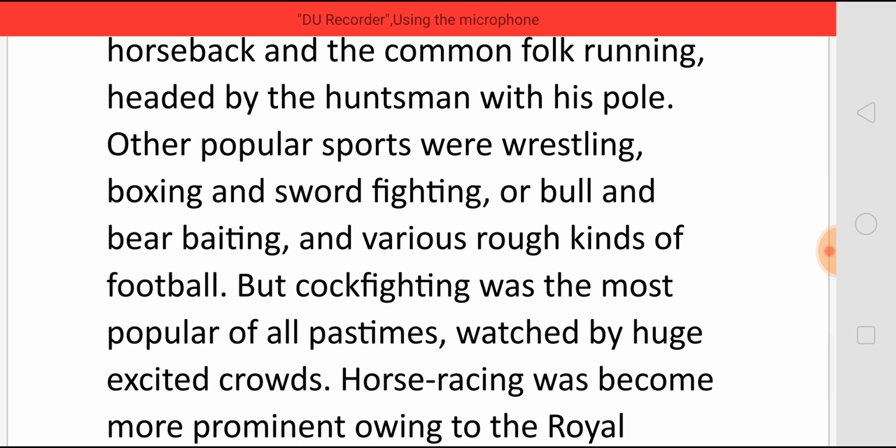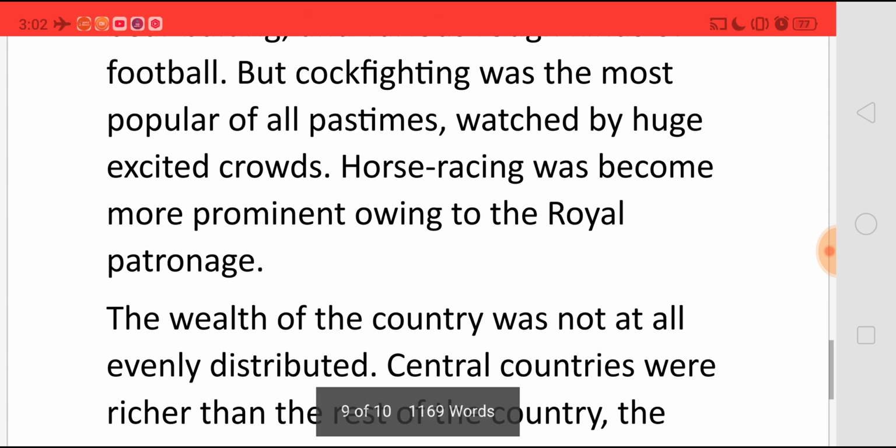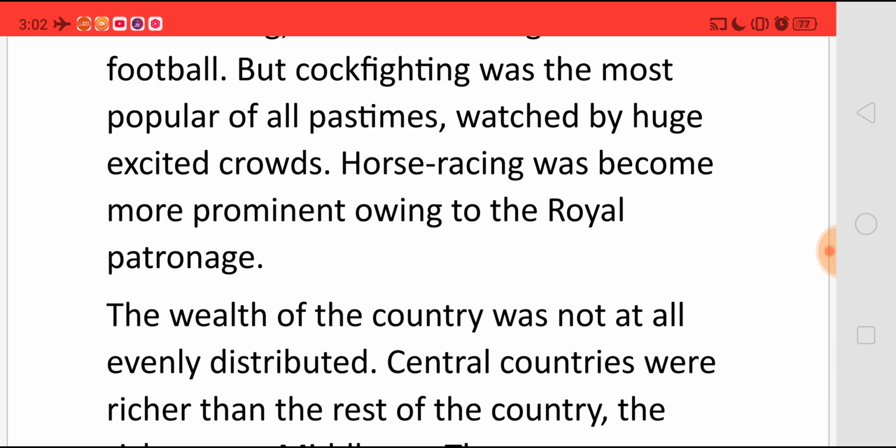The other sports which were very popular at that time were wrestling, boxing, sword fighting, bull and bear baiting, football, cockfighting, and horse racing. Horse racing was prominent because of the royal patronage.